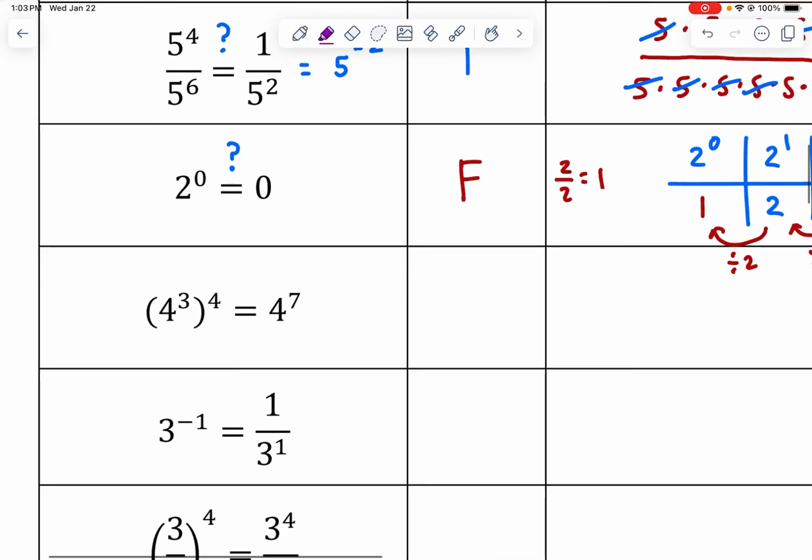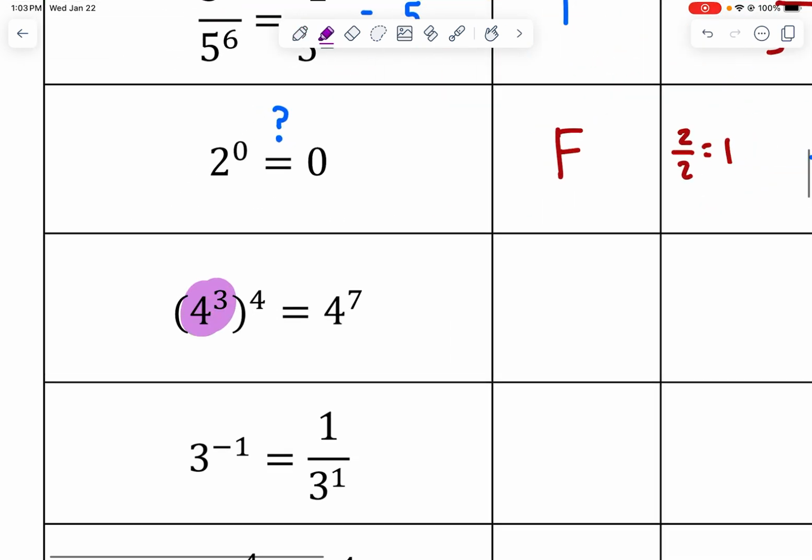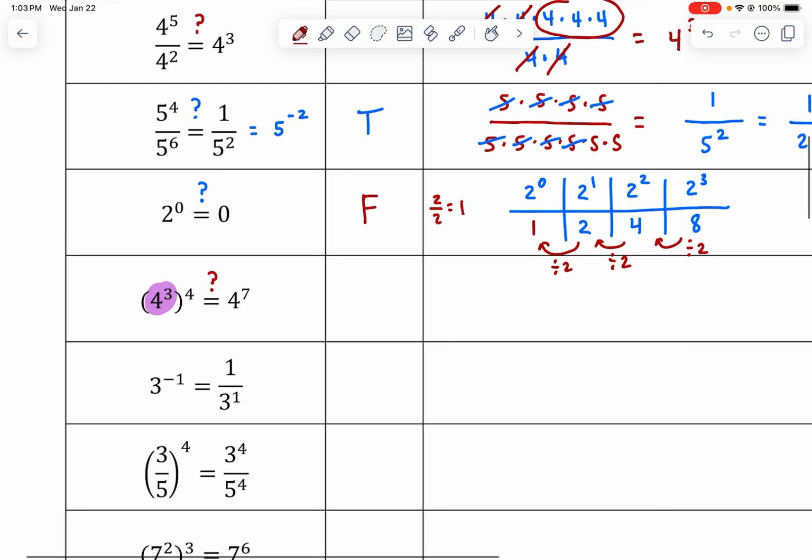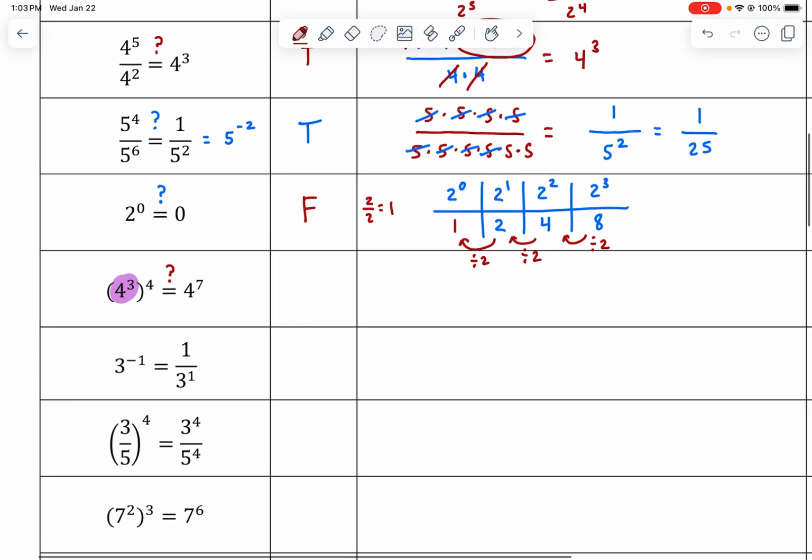Here, be real careful with this notation. This is 4 to the third being raised to another exponent of 4. We're going to see if this equals 4 to the 7th. So one thing I want you to think about here is that 4 to the third is being raised to the 4th power. Another way we can rewrite this in terms of our groupings is say that we have 4 sets of 4 to the third being multiplied by each other.